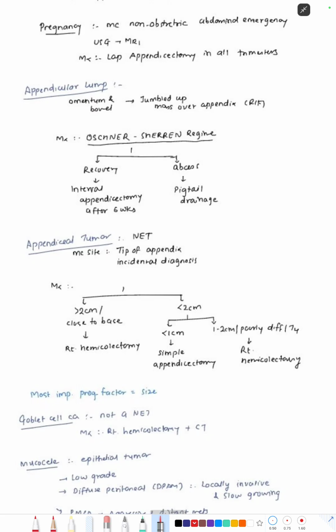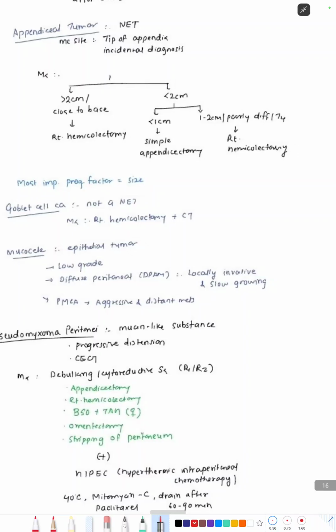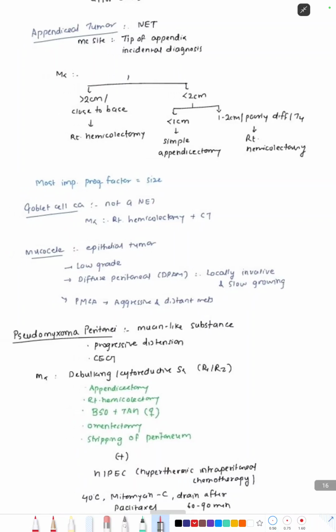But if it is towards the tip and less than 2 centimeters, then there are also 2 types. If it is less than 1 centimeter towards the tip, then only appendicectomy is done or observation can be done. If it is 1 to 2 centimeters and poorly differentiated, then go for right hemicolectomy. Then the goblet cell carcinoma, it's not a neuroendocrine tumor. Management is right hemicolectomy. Then mucocele.